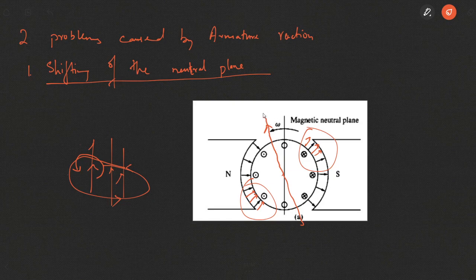Now this shift will depend on whether it's a generator or a motor. For a generator, the magnetic neutral plane, the MNP, will be shifted in the same direction as the direction of rotation.